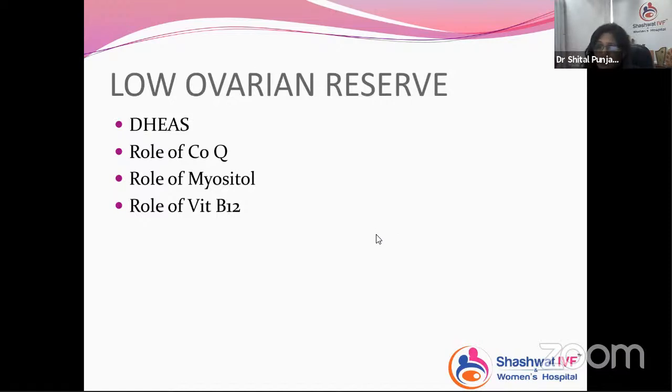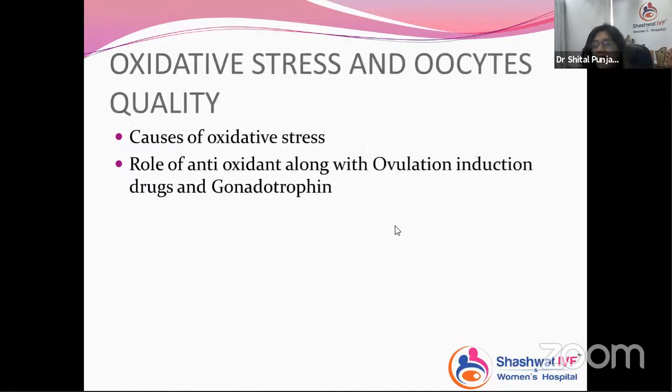If the ovarian blood flow is good, and the ovaries are not shrunken, that is, ovaries are definitely there. If the FSH level is borderline and the AMH level is low, then we can try this out. And now one more thing, that is oxidative stress. There is a definite role of oxidative stress in poor quality of the oocytes and poor pregnancy outcome.